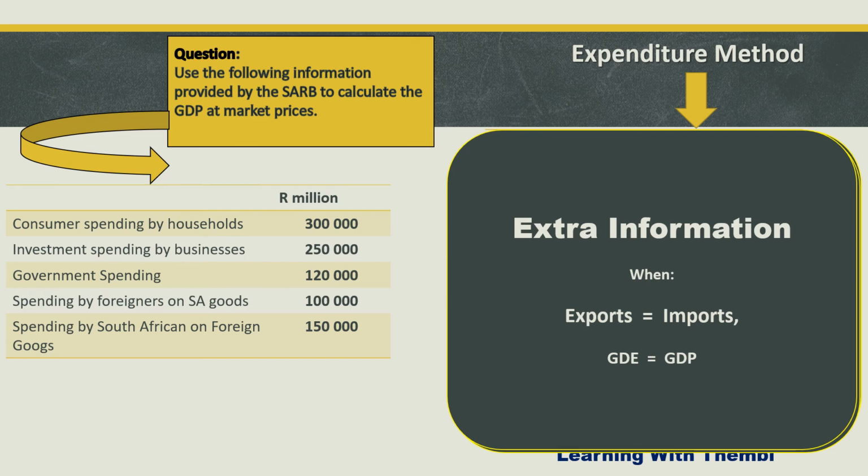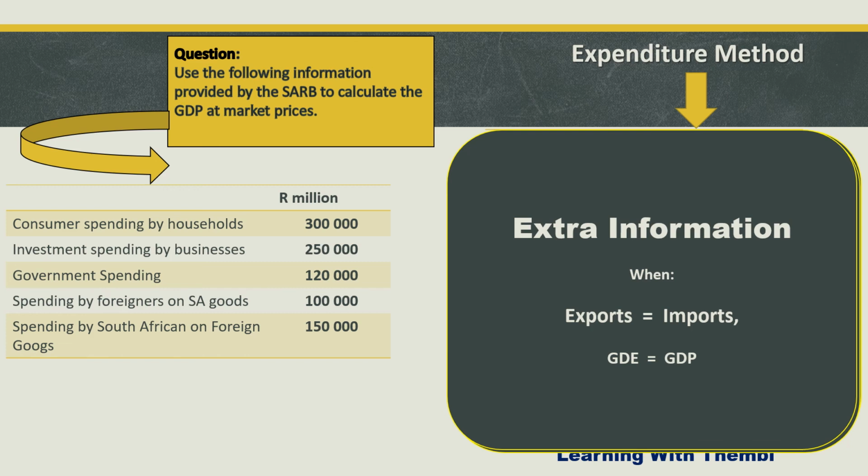Another thing that maybe you should take note of is that sometimes questions may not necessarily ask you to calculate the GDP, but rather you might be given a worked out GDP and be asked to identify which method has been used to calculate the GDP. So you should be careful of what information is provided.